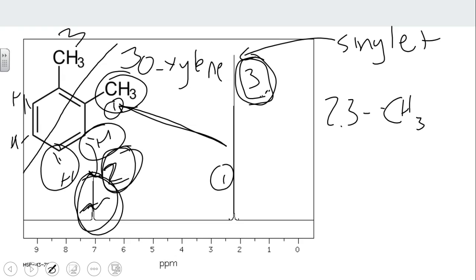So you have a singlet that represents 3 protons in the NMR, and that's the methyl group hanging off of the aromatic ring. And then you have the peak down at just above 7 parts per million, which represents the 4 aromatic hydrogens that have some sort of weird coupling or strange coupling that's hard to determine.